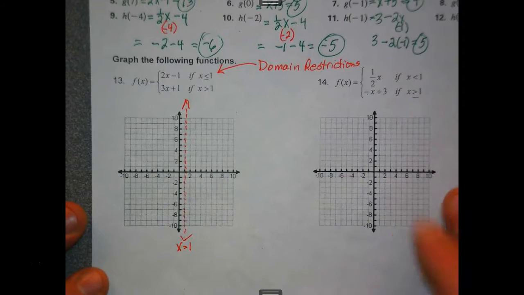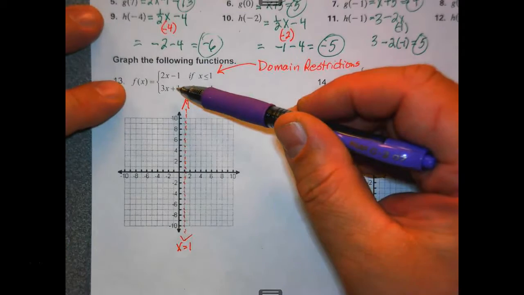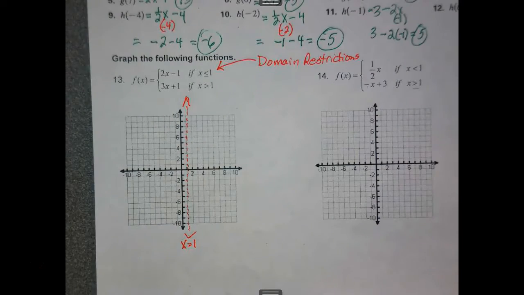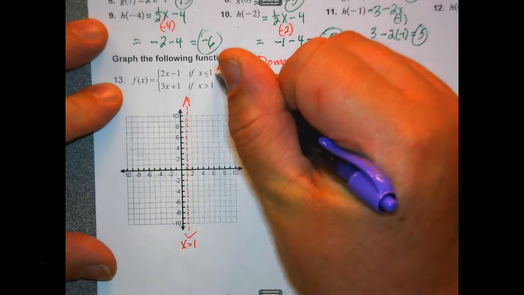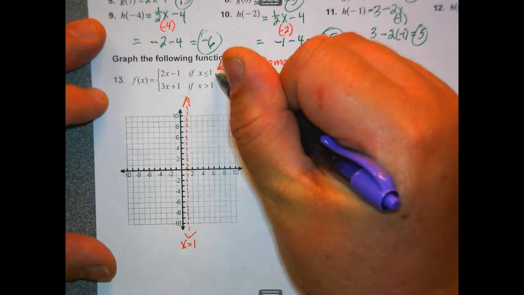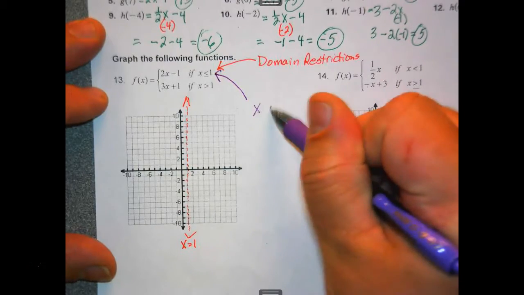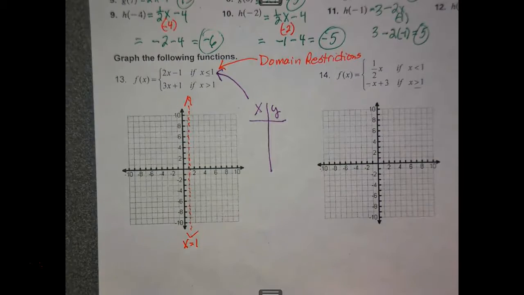Hey, you ready for the fun stuff? These are both... What kind of graphs are these? Come on. Y equals mx plus b. Yeah, a line. Okay, so what do I need to graph a line? 2 points. I'm going to get myself 2 points.